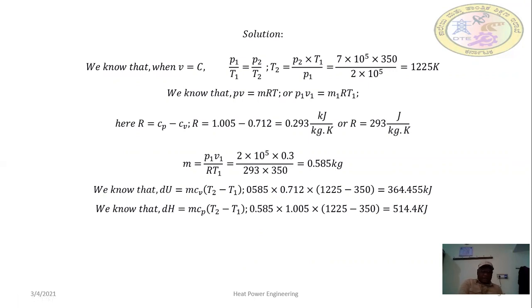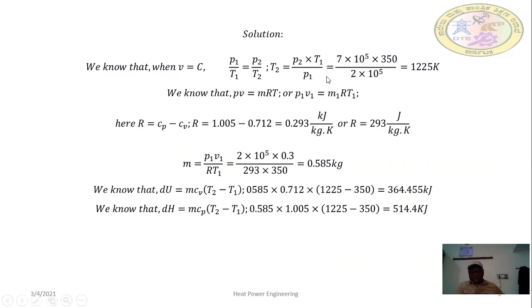Substitute the values of the pressure P2, that is 7 bar, and initial temperature is 350 degree Kelvin, divided by P1, which is 2 into 10 to the power of 5 Newton per meter square. Then you get the final temperature of the system after heating. It becomes 1225 degree Kelvin.